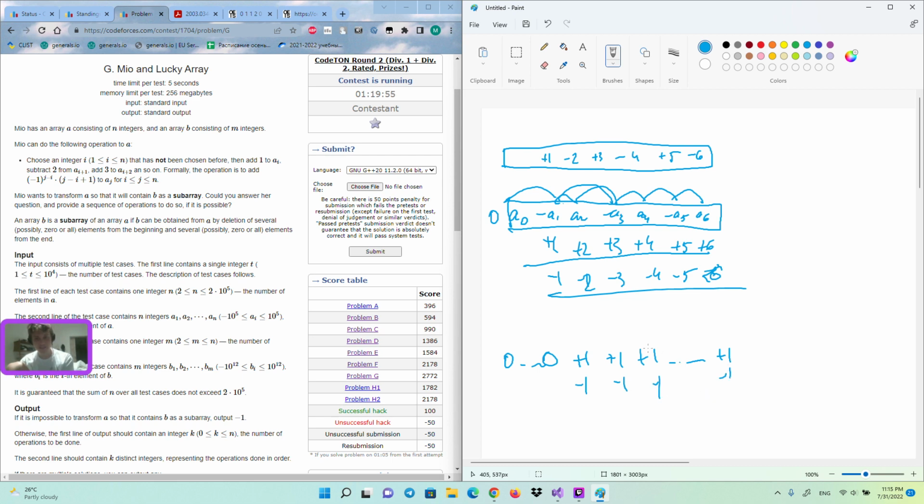Let's again take difference array. And after that, it looks like this. Many zeros, then maybe minus 1, and again many zeros. Many zeros, maybe plus 1, and again maybe many zeros. And we want to understand whether we can transform A so it contains B as a subarray.